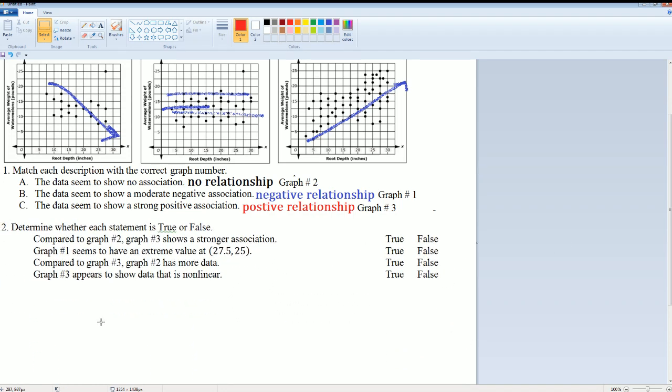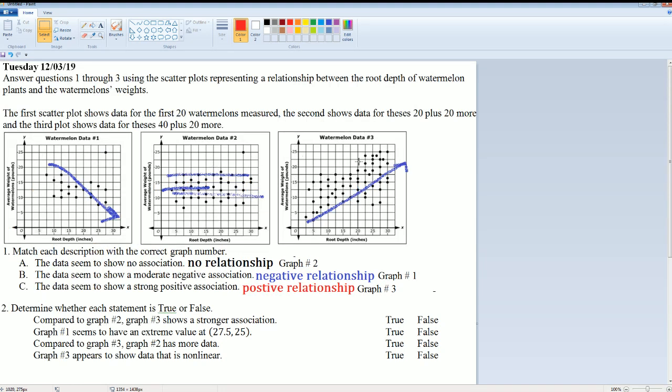Determine whether each statement is true. If we compare graph 2 and graph 3, graph 3 shows a stronger association. It goes from no association to a positive association, so we would say it is true. Because going from 2, which has no association, to a positive association, it shows a stronger association. That's right.